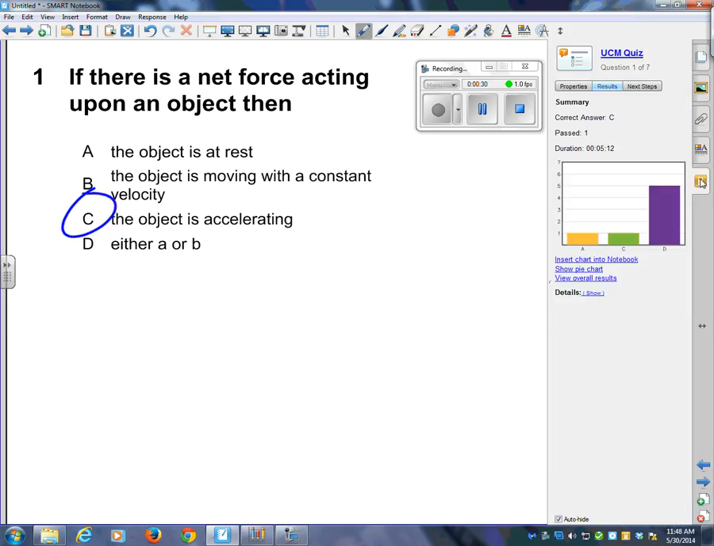The correct answer is C. It is accelerating. You can't say that it's at rest. You can't say that it's moving at constant velocity because it could... it has to be accelerating if there is a net force.